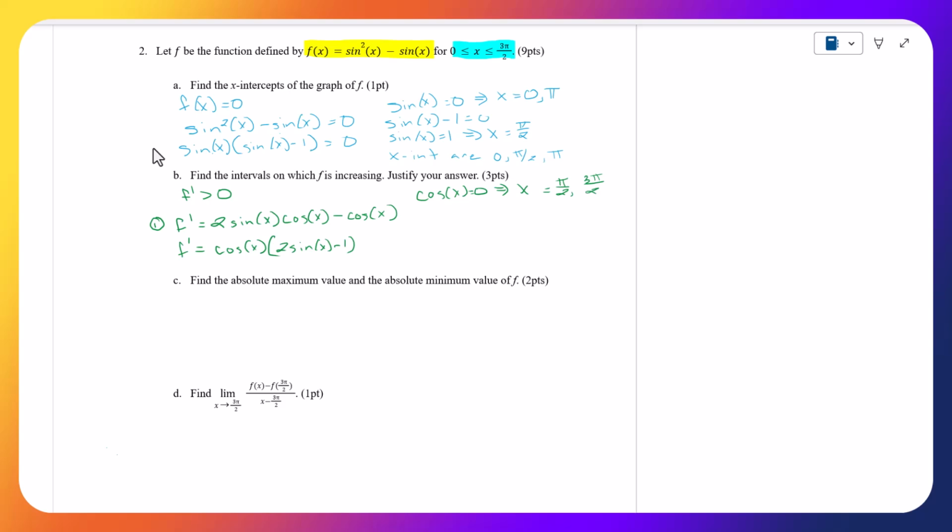And then we have 2 sine of x minus 1 equals 0, which is the same thing as sine of x equals 1/2. I'm skipping a little bit of steps there, but hopefully not too much. Where does sine of x equal 1/2? Well, it equals 1/2 at pi over 6 and 5 pi over 6.